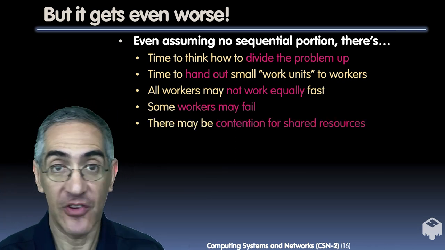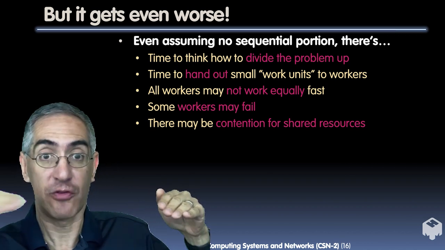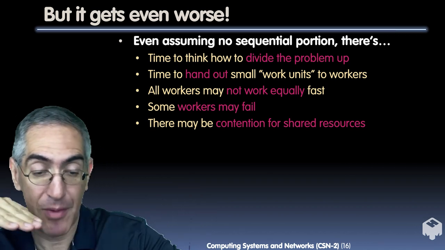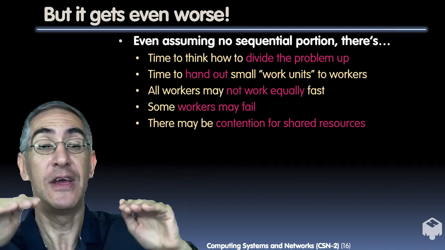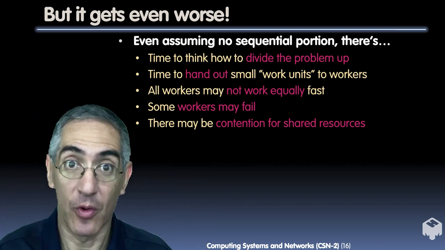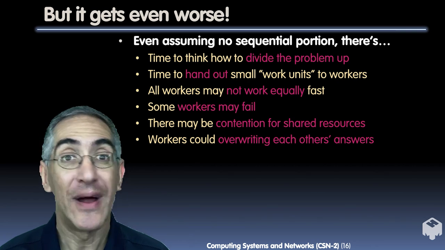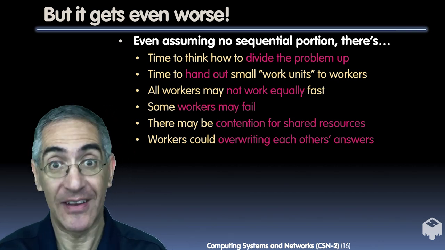Maybe contention for shared resources. Remember that memory? All those cores are fighting for this. Maybe they're fighting for the same exact memory spot. They've got to wait for each other there. Now you can't have them in parallel because they're taking turns. That's even worse. They could be overriding each other's answers. You've got to double check that. Make sure that doesn't happen.